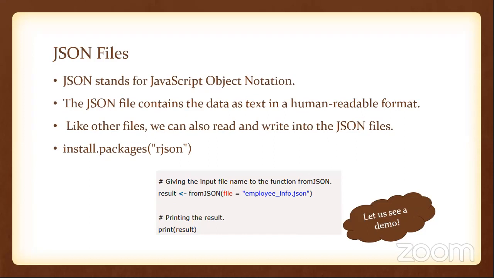So now R gives us a provision to read data from a JSON file also. If I want to read data from a JSON file, I should install this package called rjson, and after installing it, I can make use of the functions in it. So when you look at this, I am retrieving data from a JSON file called employeeinfo.json. This is how I need to mention the file name. And the function I'm using is fromJSON. Retrieve it and store it in a variable result, and later you are printing it. Now let's see a quick demo for this as well.